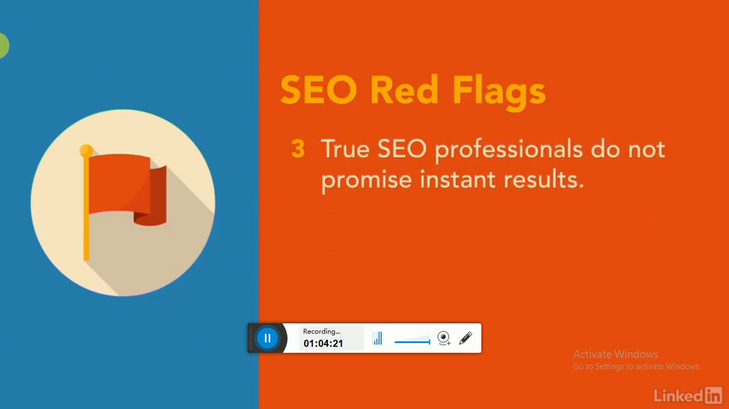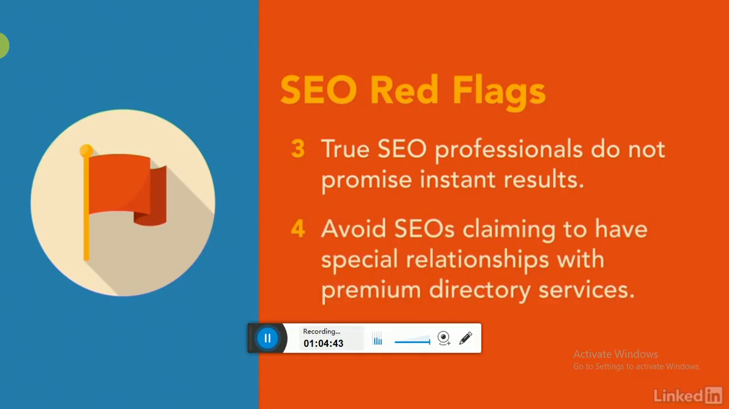Third, there's no such thing as instant results. It's alluring to see a $700 SEO special with an instant result guarantee. But real SEO takes a lot of work, and that expertise will come at a premium. If you can't afford a high-quality SEO, you'll find more success in self-studying SEO right here than paying for a quick-fix SEO agency. And finally, avoid anyone who claims to have a special relationship with Google or premium listing services.